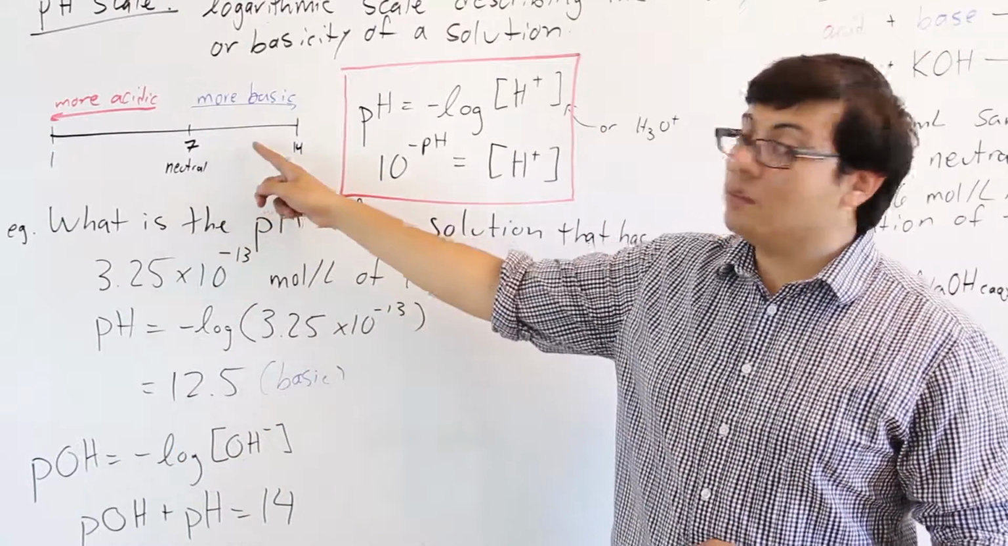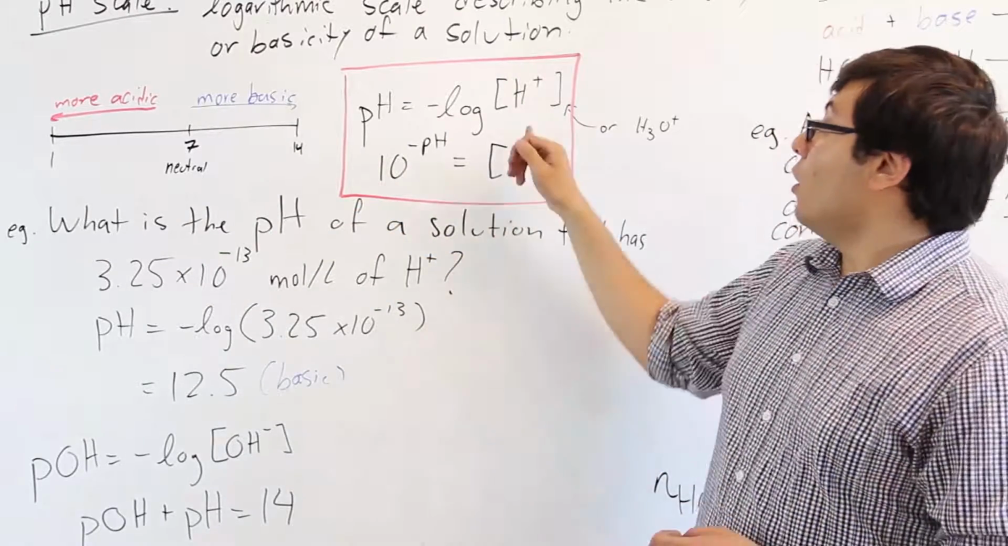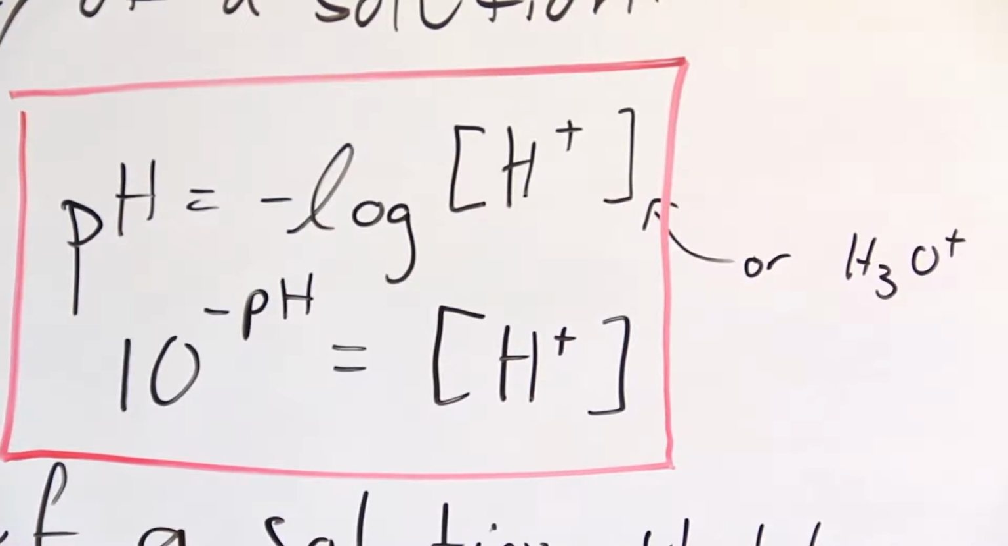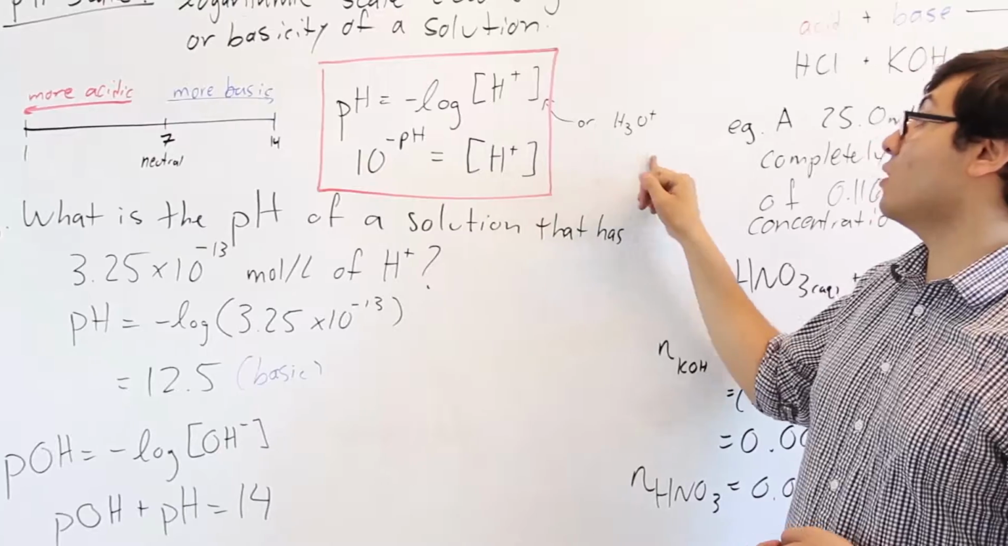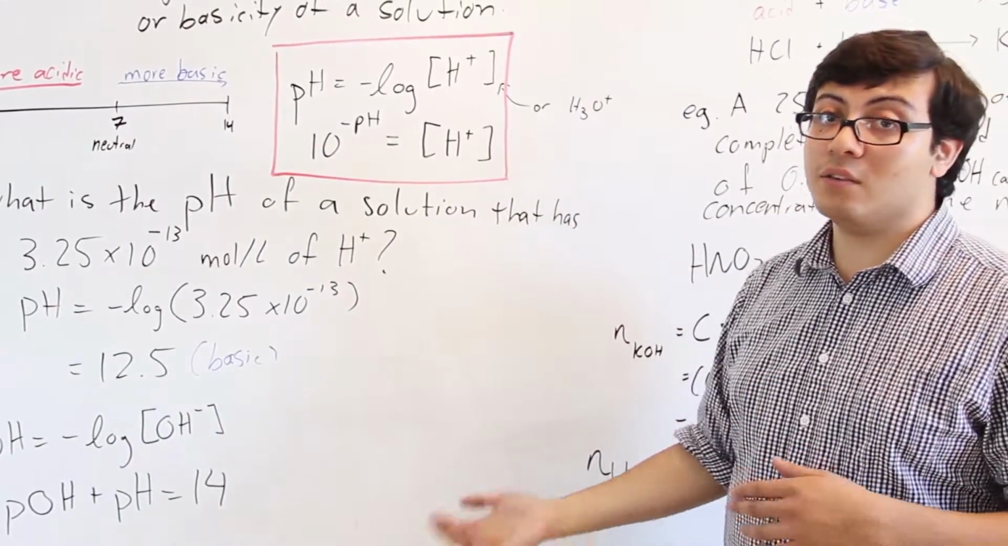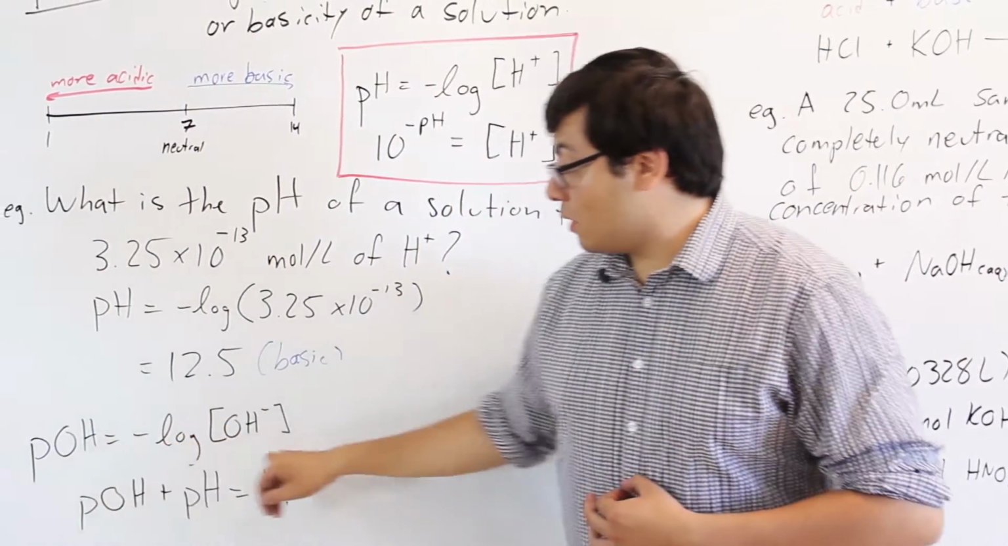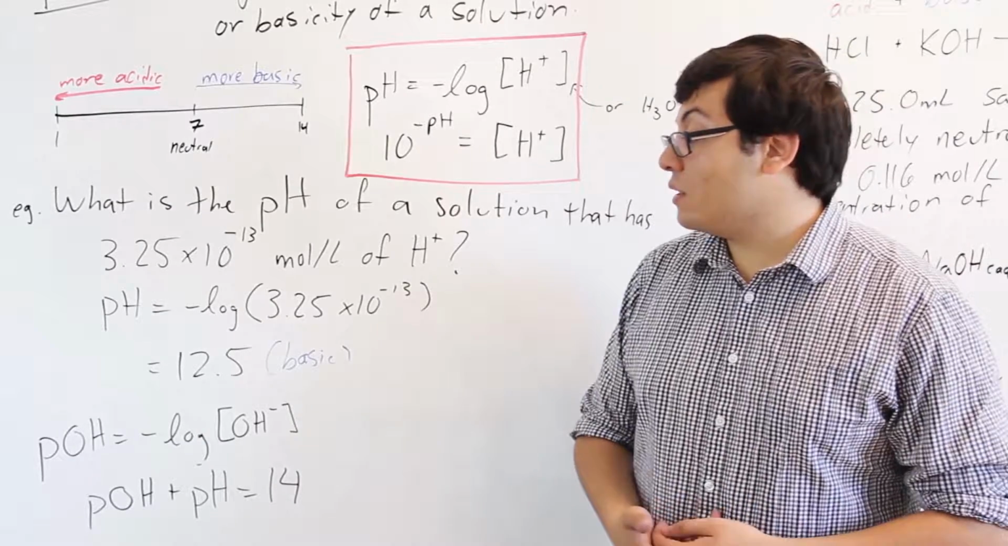So if we look over here, that's basic. Over here I put H plus, but we could have easily just put H3O plus, it's the same. So if the question gives you H3O plus, hydronium, you can just use that value instead of H plus. It's the same. So another equation you should be familiar with is pOH.